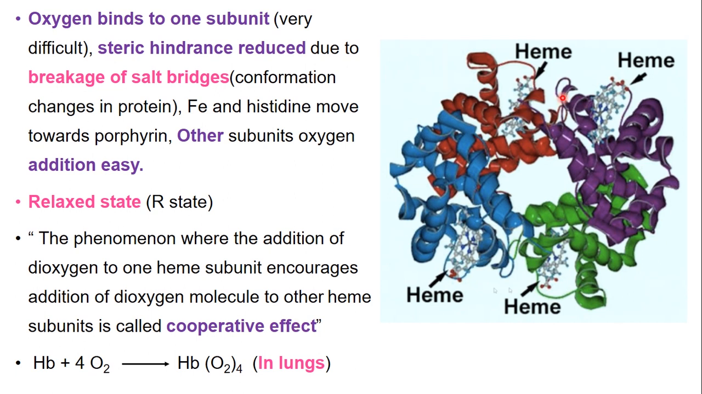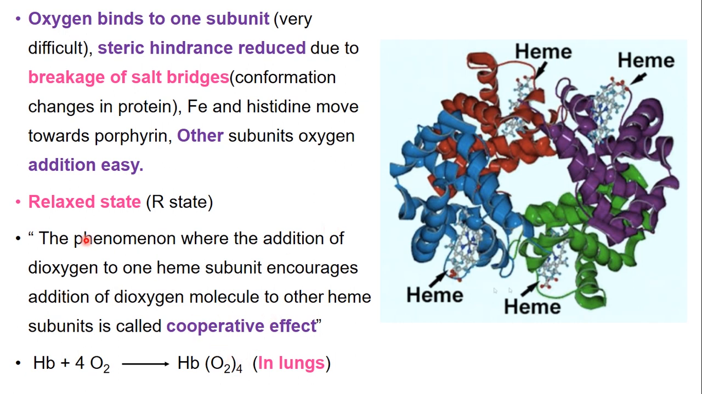The first oxygen will bind to one of the heme groups. It is very difficult to bind the first oxygen in the entire hemoglobin. Once the first oxygen is bound to one of the heme groups, the salt bridges will be broken between most of the subunits and there are also some conformational changes in the protein, so that everything goes into a state called the relaxed state. There is no more tension because there is no more steric hindrance. So later on, the oxygen binding in the other 3 subunits is very, very easy because there is no hindrance for binding of oxygen. So this effect is called the cooperative effect.